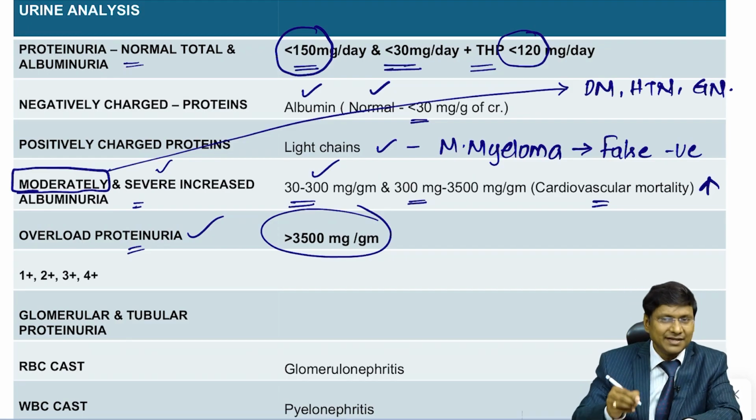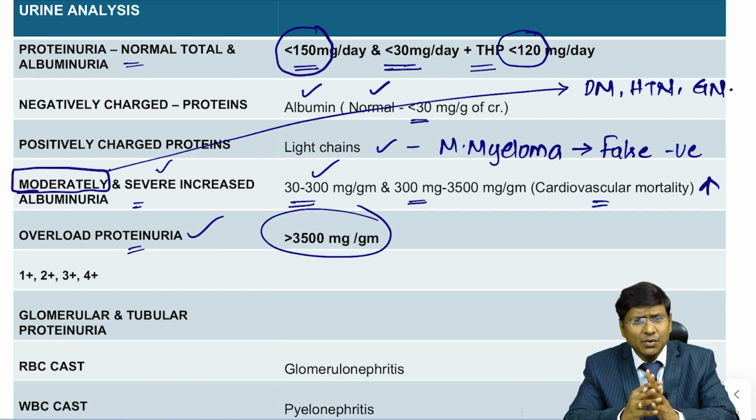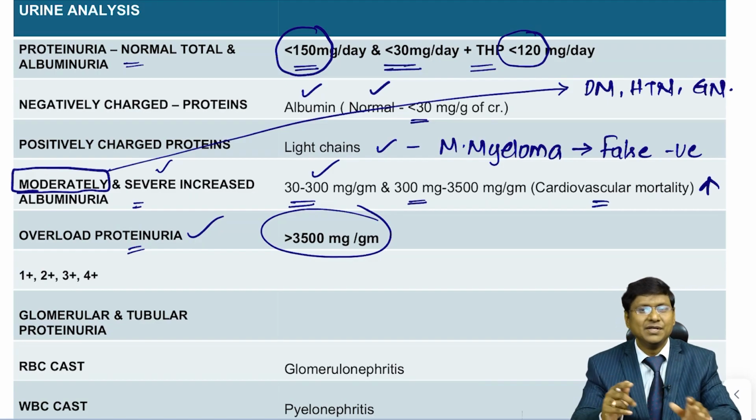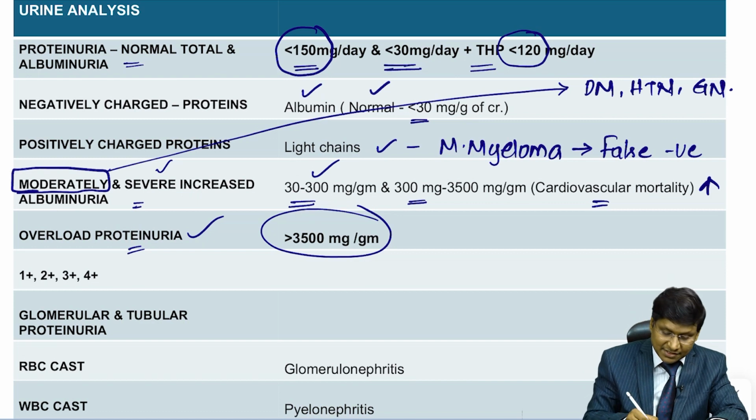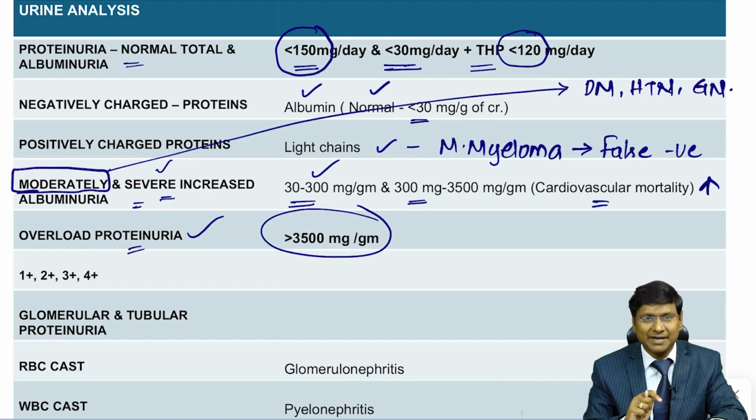Whereas severely increased albuminuria, where the quantity of the albumin that is excreted out is in a range of 300 to 350 milligram per gram of the creatinine. So what are the conditions? And this severely increased albuminuria, previously it was called the macroalbuminuria.